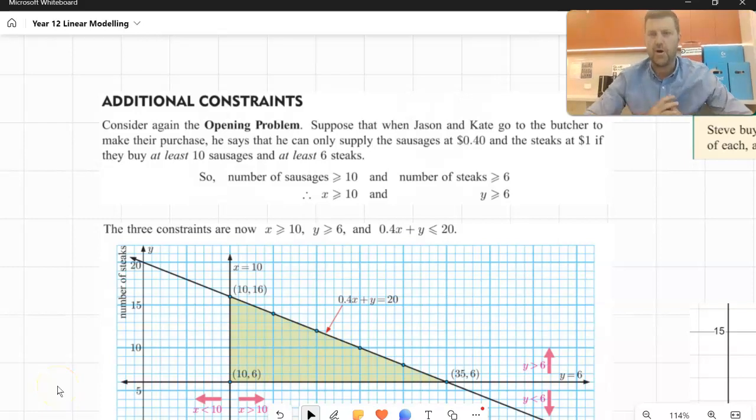In today's video, I'm going to continue looking at the idea of feasible regions. In the previous video, we had a bit of an introduction into feasible regions. Now we're just going to introduce some additional constraints.